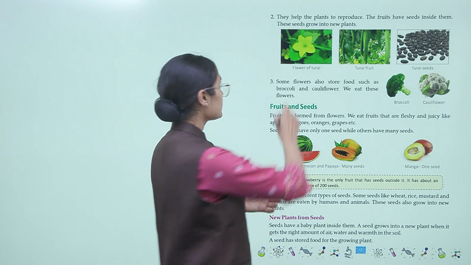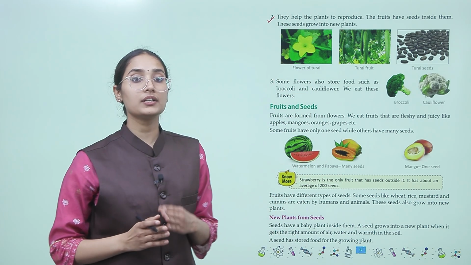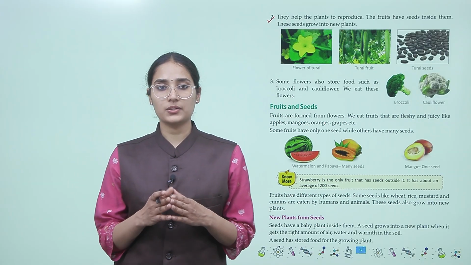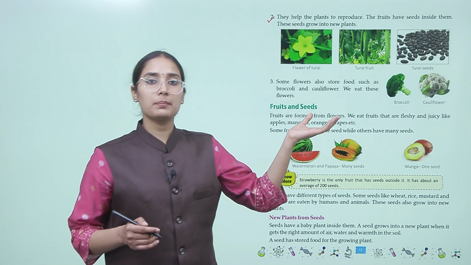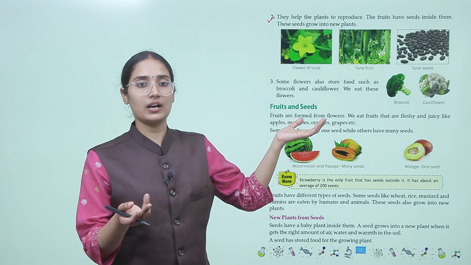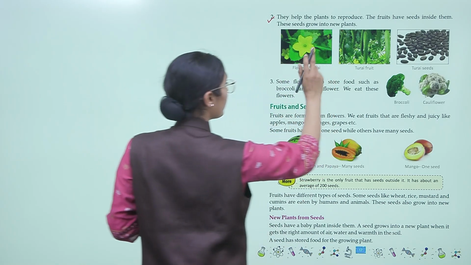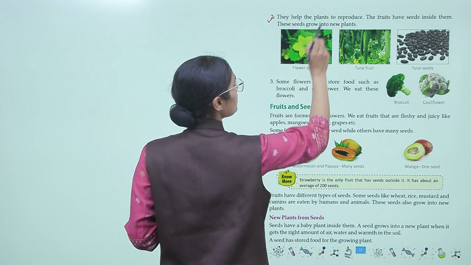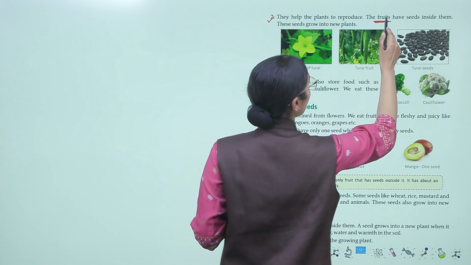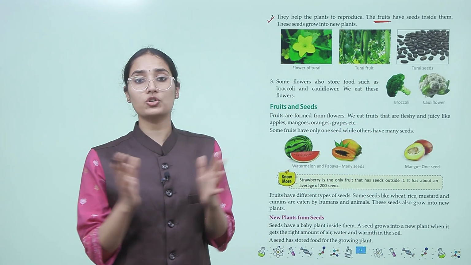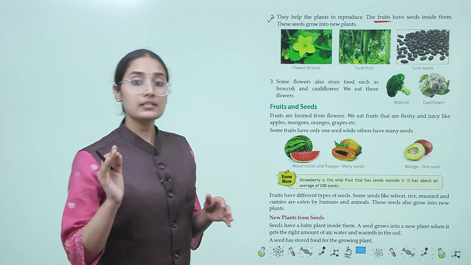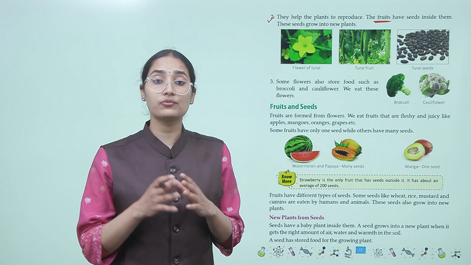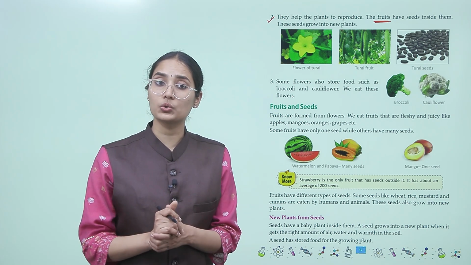So what is the second function? They help the plant to reproduce. The fruits have seeds inside them. These seeds grow into new plants, okay? So basically, when a plant bears a flower, why does it give a flower? Because when the flower gets fertilized, it will lead to the formation of fruit, and the fruit has lots of seeds inside it, and this seed has the capability to grow into a new plant when it gets the right environment for its growth.